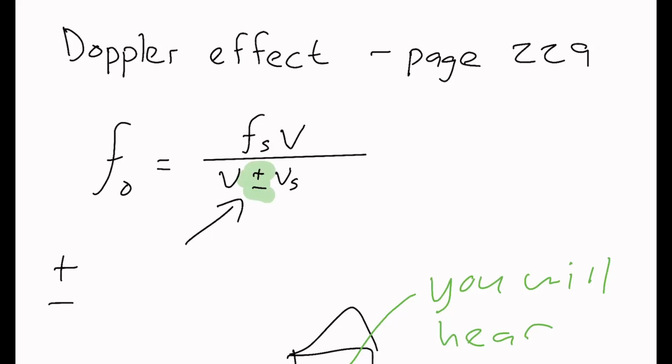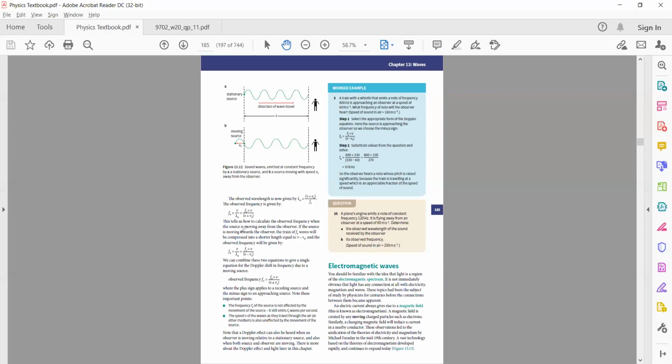So if you look at the textbook on the next page, it tells you here somewhere where the plus sign applies to a receding source. So I'm going to highlight this here for you quickly. A plus sign is a receding source, and receding means going away. So when the ambulance is going away from you, you're going to use a plus sign in the equation. When it's coming towards you, you're going to use the negative sign.